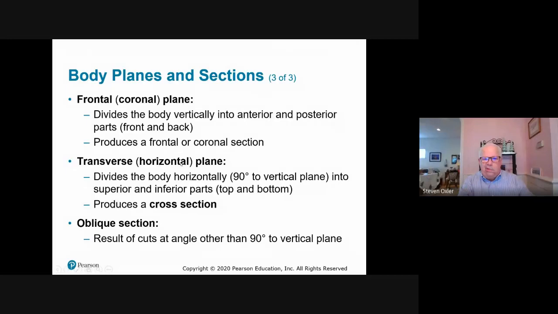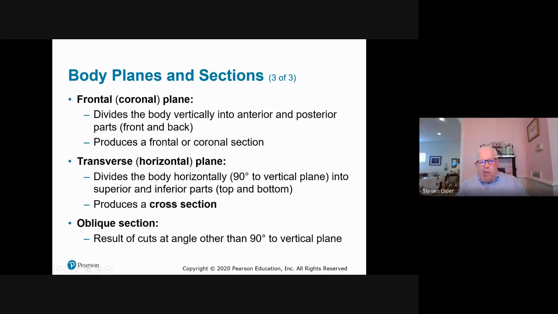Transverse, otherwise known as horizontal. You're now cutting the body horizontally. And you're now cutting the body basically around the navel. So you have a superior and an inferior section. You have a top and a bottom. It produces a cross section of your body.